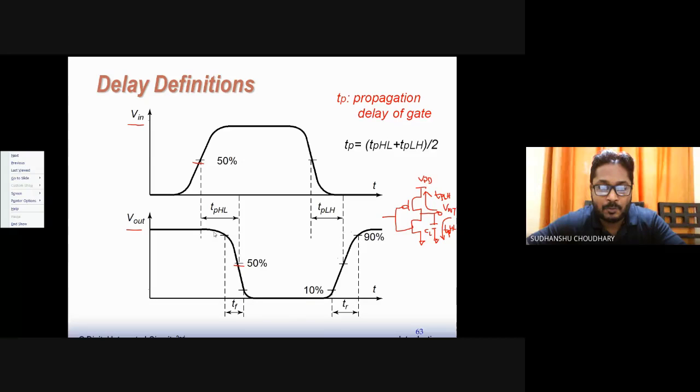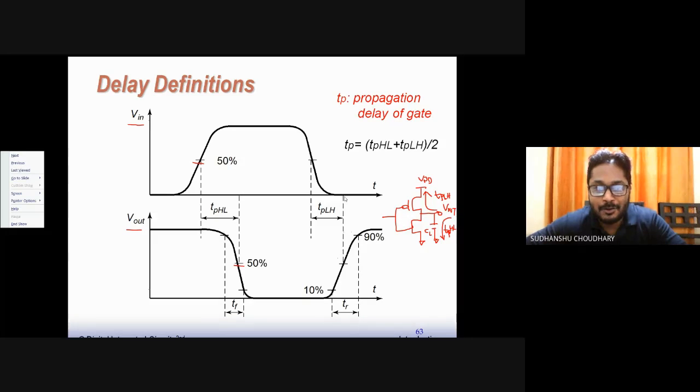In this case the output is going from high to low. So I say propagation delay high to low is the time taken by the output to go from high to low. This is calculated between the 50% points of the input and output. So you calculate these 2 points, find out the time, then plug these values into the formula and find out the propagation delay. That way the propagation delay can be calculated from the input and output characteristics.